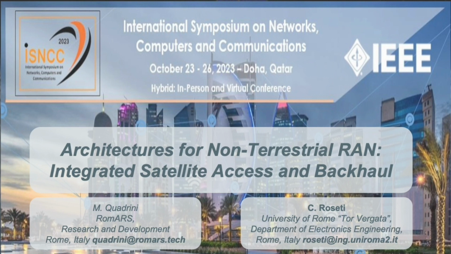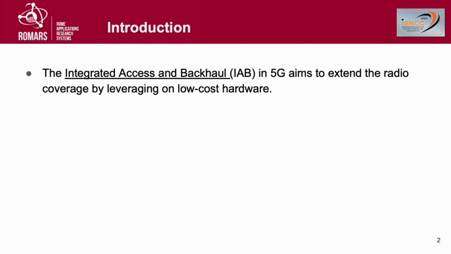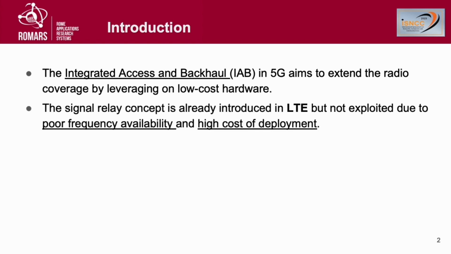Non-terrestrial radio access networks. The IAB, Integrated Access and Backhaul, in 5G was introduced to extend the radio coverage of the access network by taking advantage of low-cost hardware and aiming for faster deployment. This concept was already introduced in the LTE architecture but was never fully exploited due to low frequency availability and high deployment costs, considering the technology of those years.